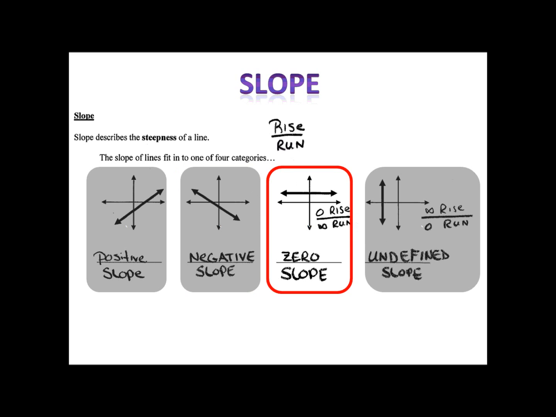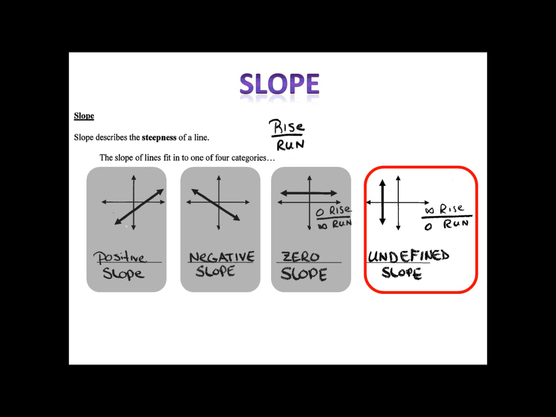Finally, we have a flat horizontal line. That has 0 slope. Remember, slope is given by rise over run. This has no rise. It doesn't go up or down ever. But it does have an infinite amount of run. 0 over any number is 0. And so therefore we say that this line has 0 slope.